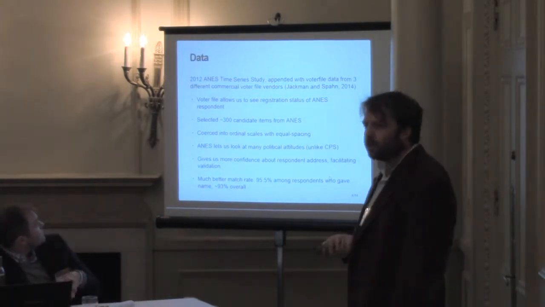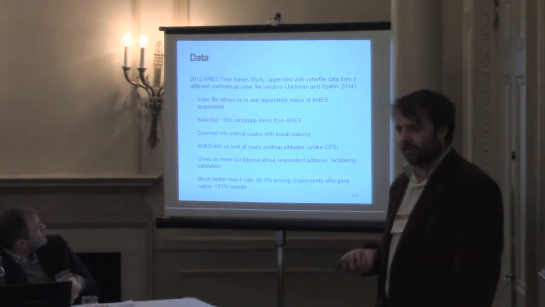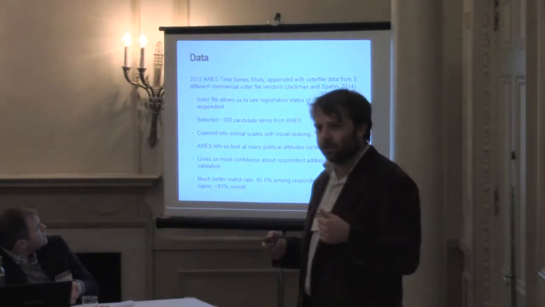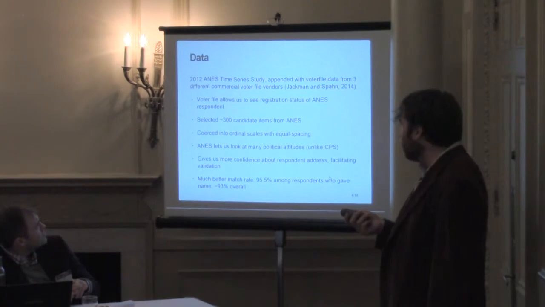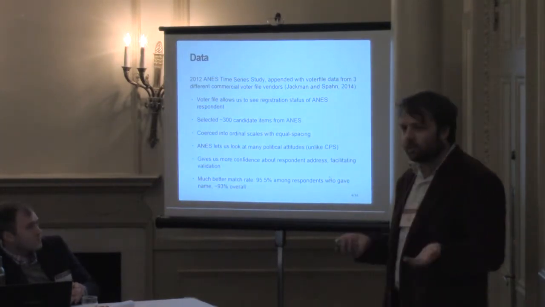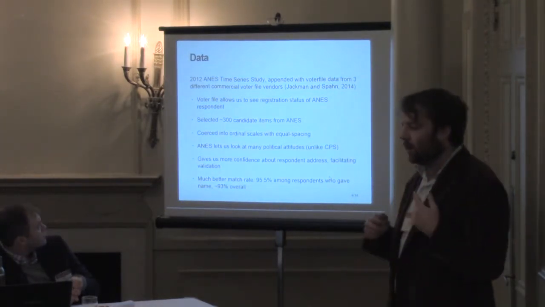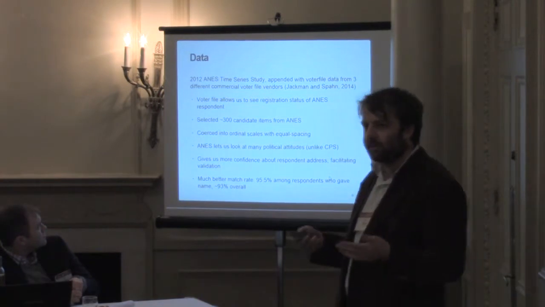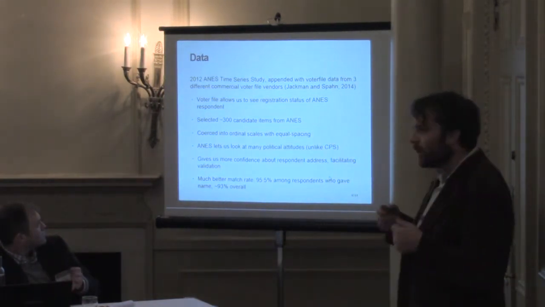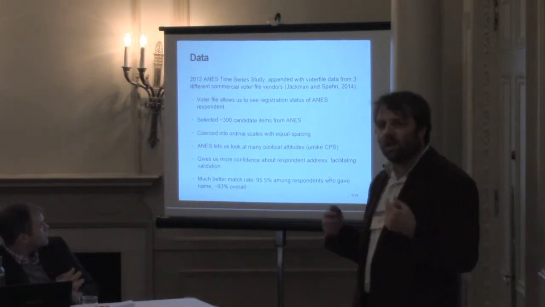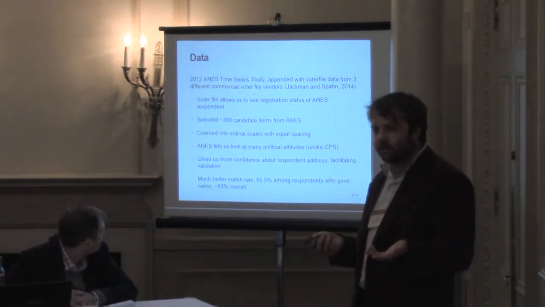The data for this paper comes from the 2012 ANES time series study, and we're just using the face-to-face portion. Simon and I, for another paper, matched it to voter files. We actually went to 3 different voter file vendors. There are commercial voter file vendors that deal with political campaigns and the parties. This allows us to see the registration status of these roughly 2,000 ANES respondents.